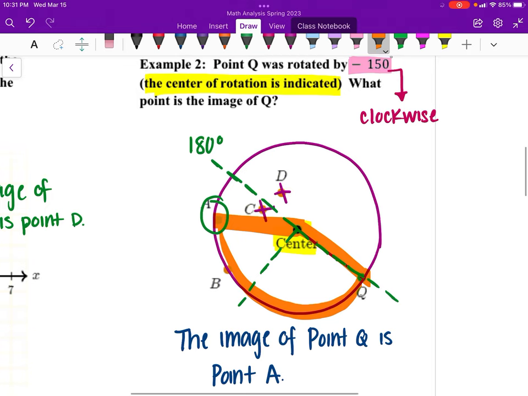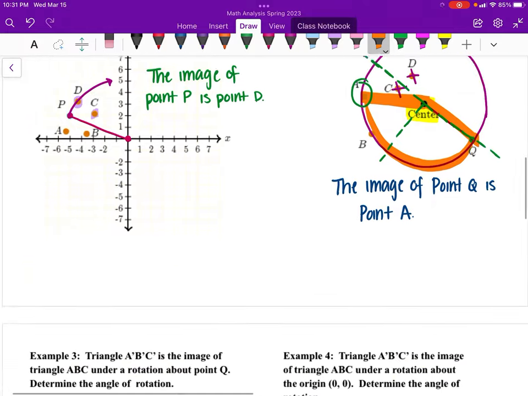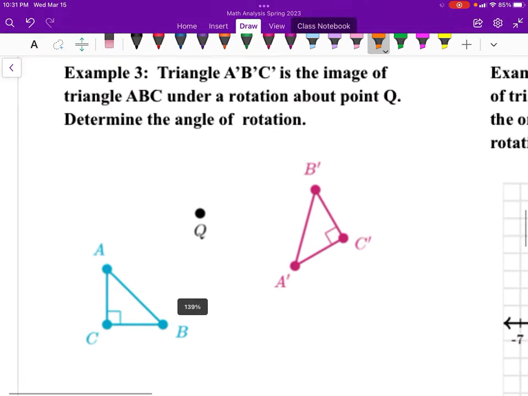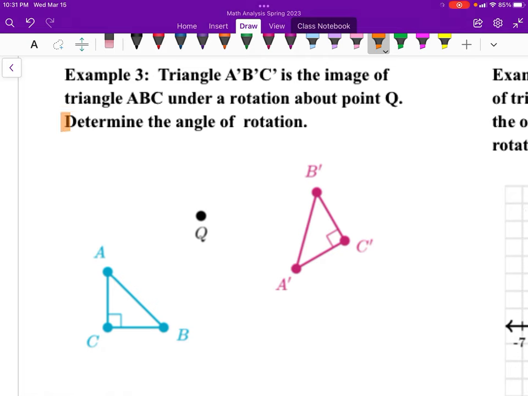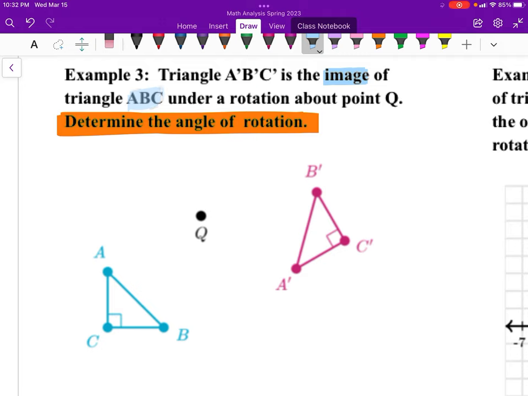All right, let's go ahead and move on to the next one. Now, on this next one, we want to determine the angle of rotation. On this one, I'm not providing a multiple choice answer, so we do have to do a little estimate here. So it says triangle A prime, B prime, C prime is the image of triangle ABC under rotation about point Q. Now, image means that it's the new figure in this case. Pre-image would be considered ABC. So that's actually part of the vocab.